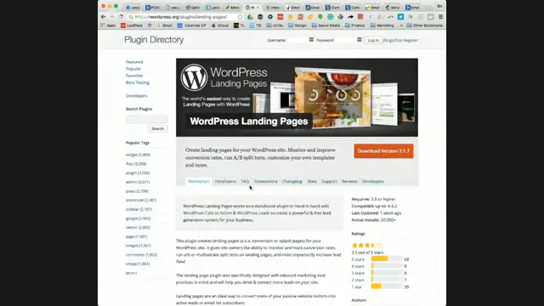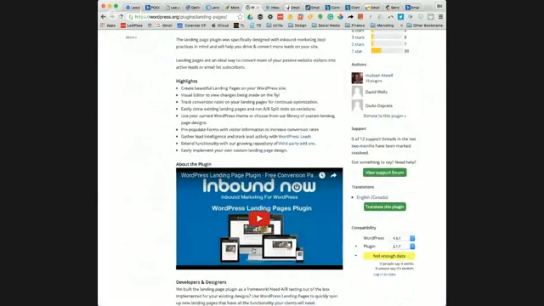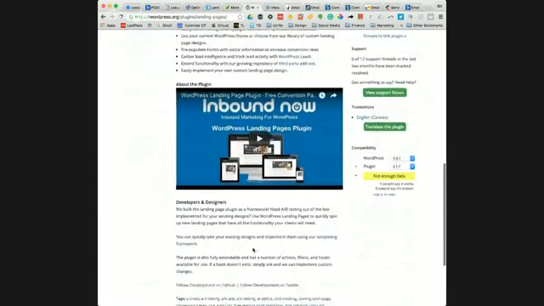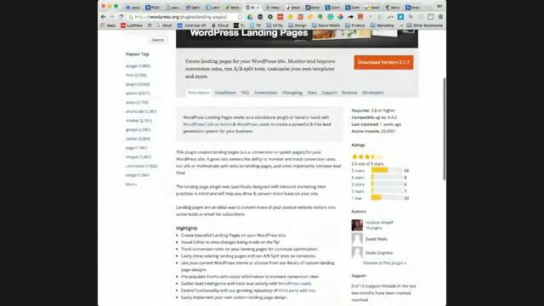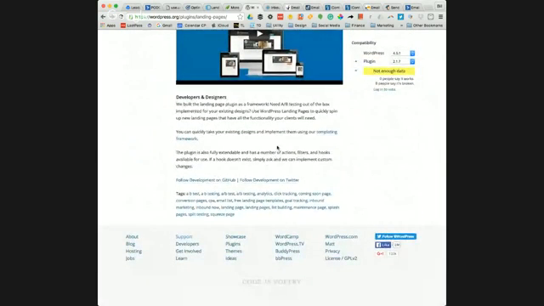On to another one, Inbound Now. Now we have this WordPress landing pages in the middle of it, but Inbound Now. Well, they offer a free product, which is landing pages, but the free plugin comes on Inbound Now. And they offer a lot. They offer free plugins that are totally free that offer a lot of functionality.